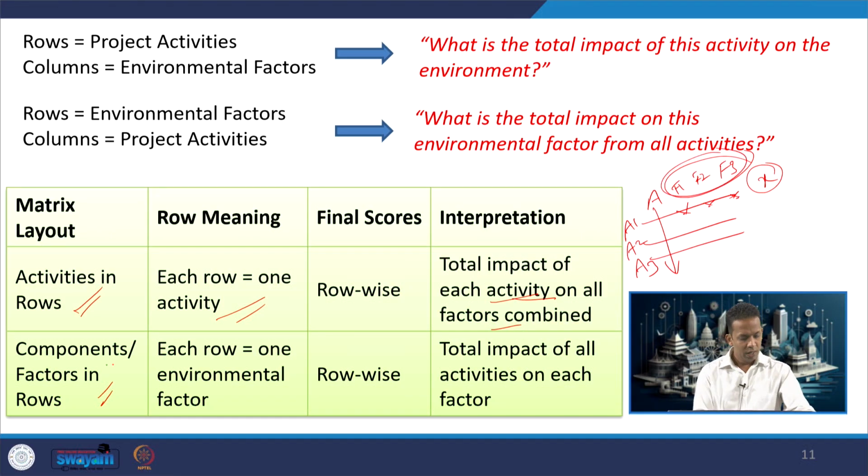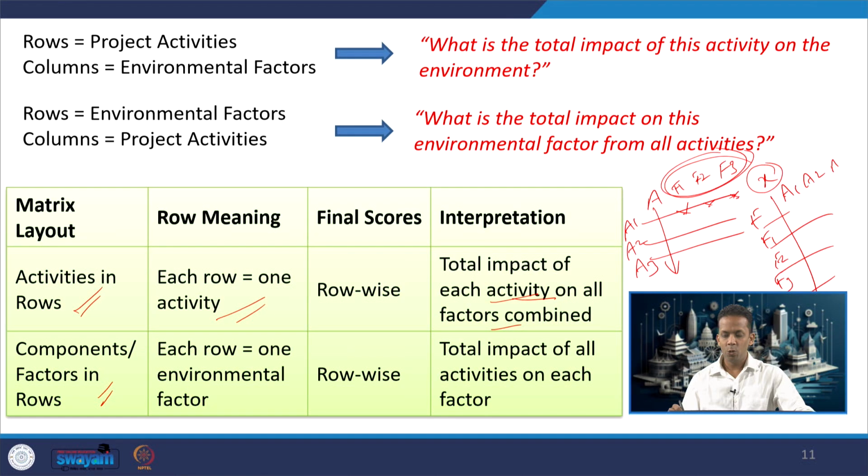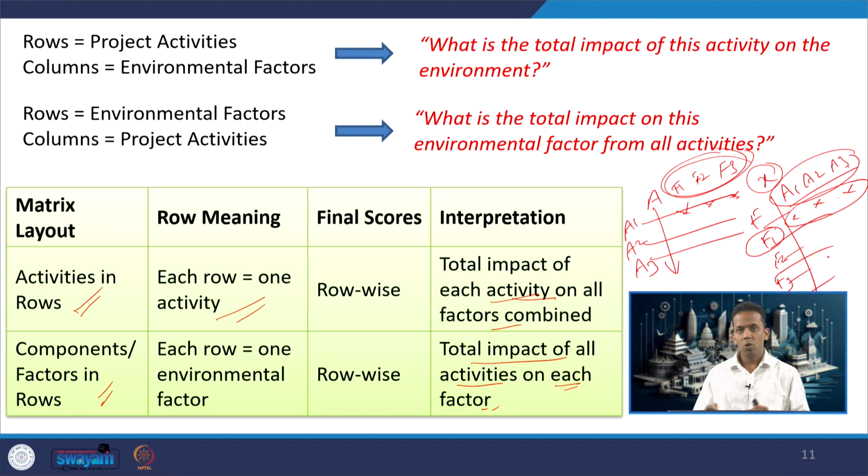Now, the other way around, if we have the environmental factors in the rows, like F1, F2, F3, that is the environmental factors row wise, and activities here A1, A2, A3, and if there are 3 numbers, the addition of these 3 numbers represents the total impact of all the activities on a single factor of the environment. Understood? For each row it will be like that. That is the representation. So, none is wrong.